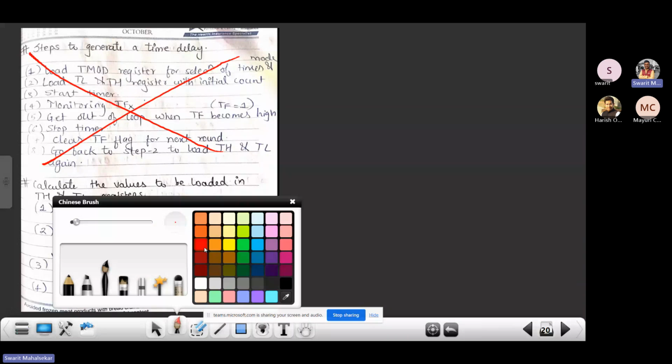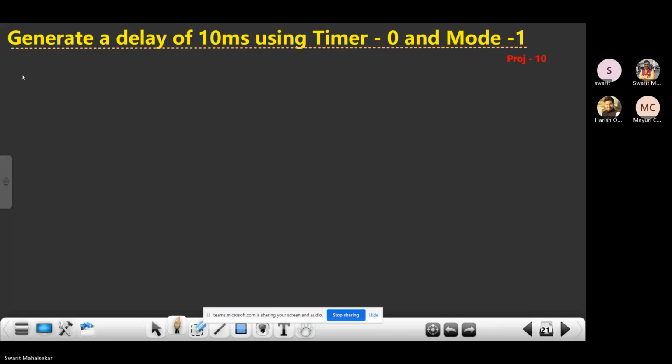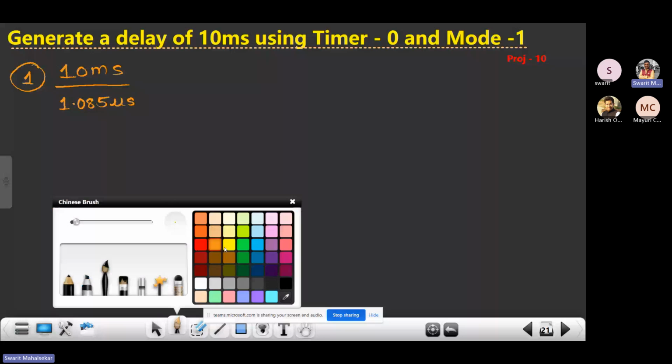So the very first step is this, that is divide the desired time delay by 1.085 microsecond. This is my desired time delay which I want to create, that is 10 millisecond. I have to divide it by 1.085 microsecond. Okay, so when I do this, what value should I get?